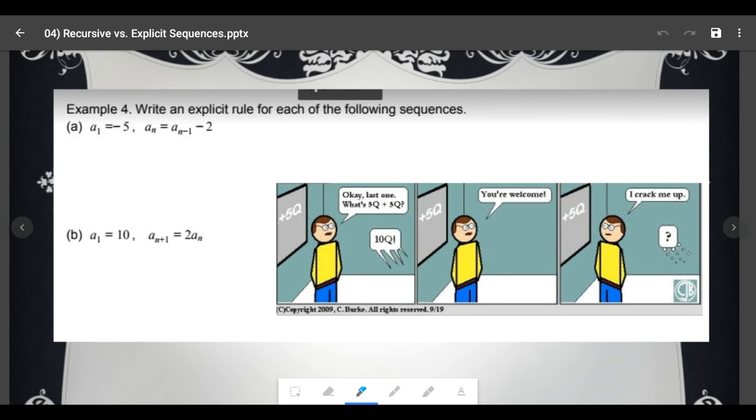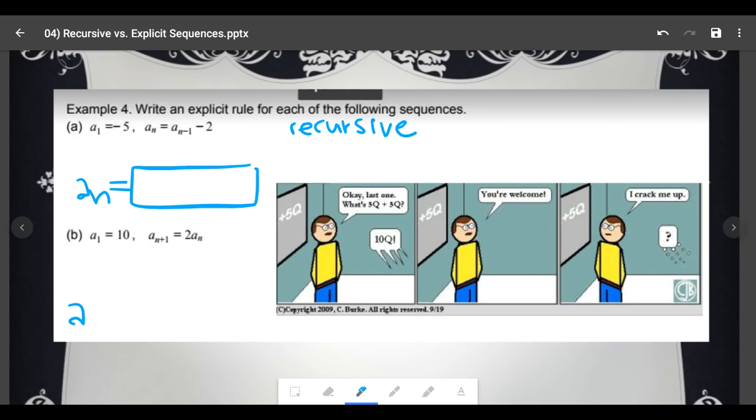Okay, so for example 4, we're going in the other direction. I gave you the recursive rule, and I want you to write the explicit formula. So I would suggest that you write out the terms of the sequence for yourself to help you try to find the pattern if you're stuck. And remember, an explicit rule means that it's just one thing. If I want to find a_n, what do I need to plug in for n to find it?